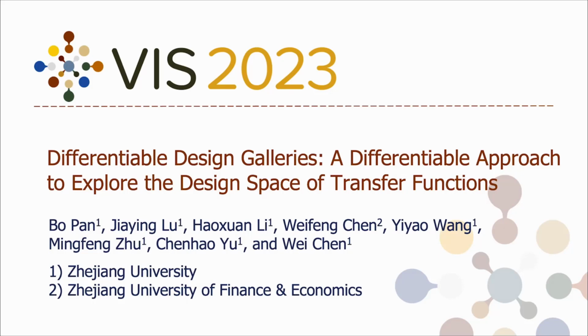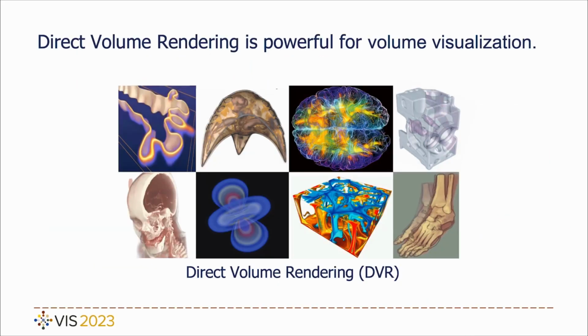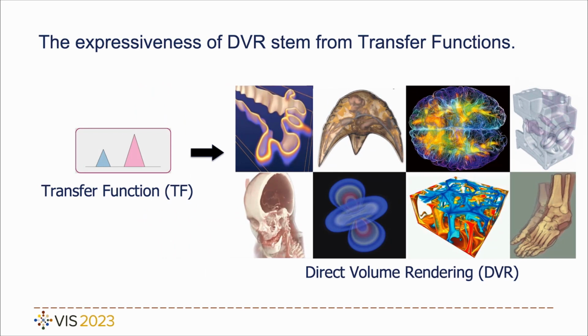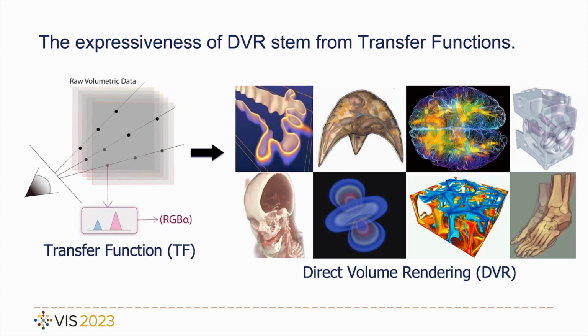Today I'm going to present our work, Differentiable Design Galleries, a differentiable approach to explore the design space of transfer functions. Direct volume rendering, or DVR, is a powerful and effective visualization technique for exploring and studying volumetric data. The expressiveness and flexibility of DVR stem from the large design space of the transfer functions, which map points sampled from raw volumetric data to visual properties, such as color and opacity.